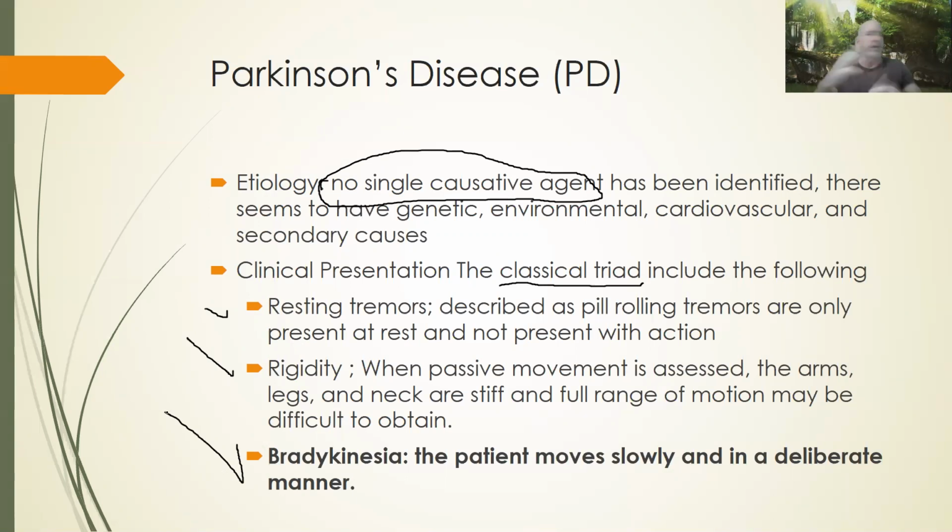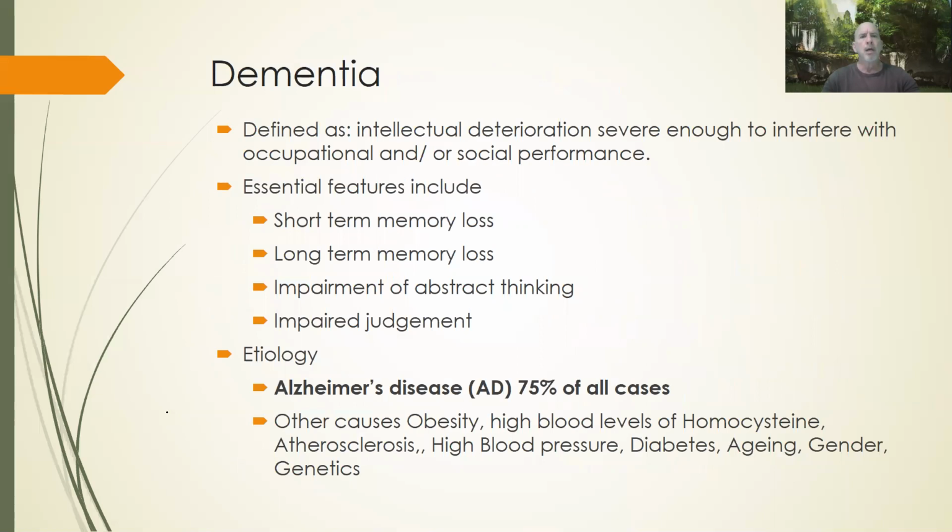They can't move around like we do. They can't dance or anything like that. Because of the dopamine reduction, it's very difficult for them to move the way that they want to. So that's bradykinesia. Dementia.